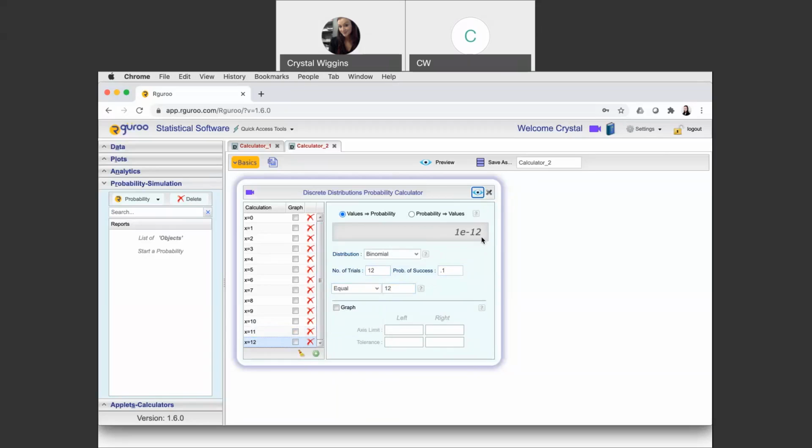Now, I notice that I'm not going to get a chart out of this. So let me select the graph for all of these so I can show you what this looks like. Okay, and I'm going to hit my eyeball.